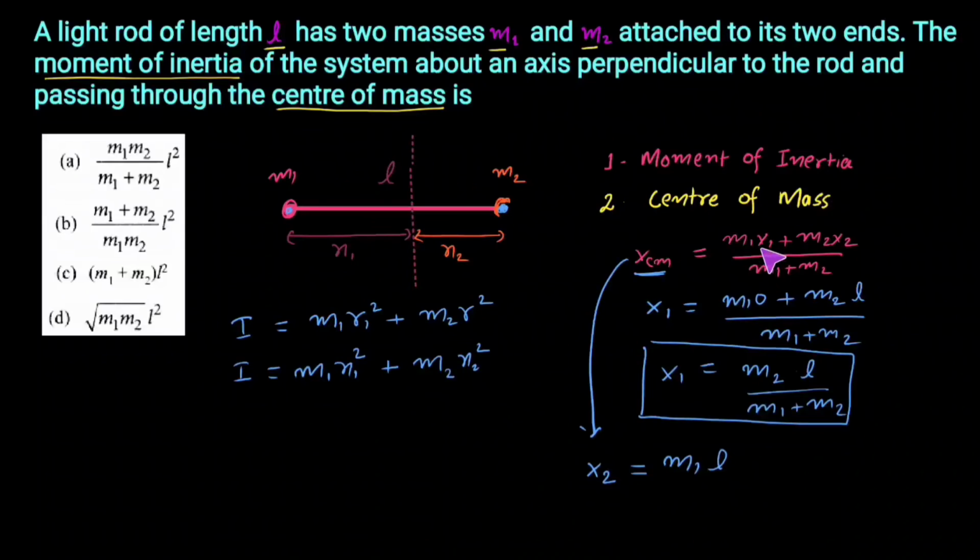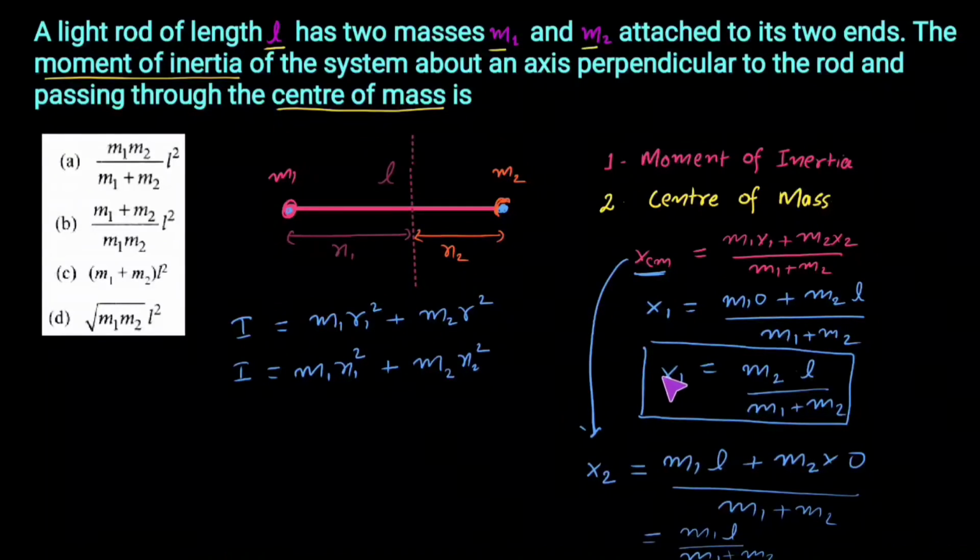So I have to write L in place of x1 plus m2 is our second mass into x2 in this formula, which is the distance of the second mass m2 from the reference point. Because we have assumed m2 to be our reference point, this value of x2 is 0, divided by m1 plus m2. So this term would be 0. So the value of x2 would be m1 L divided by m1 plus m2.